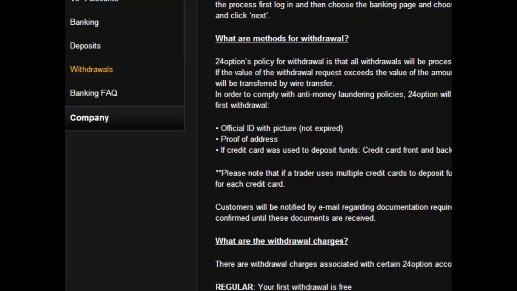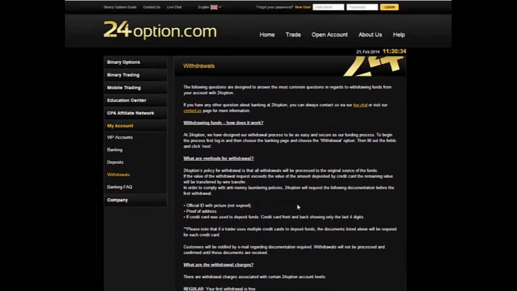One thing that they do say within their text is they will only withdraw back to the source of the initial funds. So if you made a credit card deposit, they are only going to return your money back to that credit card. If you did a wire transfer and you want it back to the credit card, they will not do that. They will go only back to the original source. They require an official ID with a picture, a proof of address, and if it was a credit card, that particular credit card showing the last 4 digits on the number.